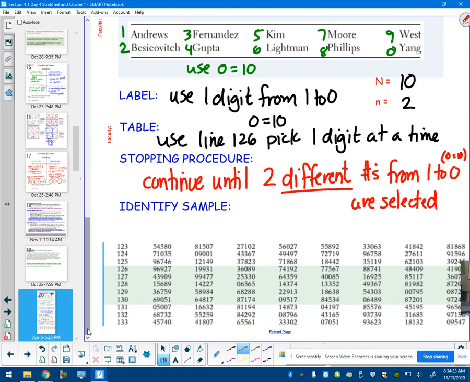So I go down to 126 and look who's going. 9 and 6. Done. So person 9 is West, and person 6 is Lightman.